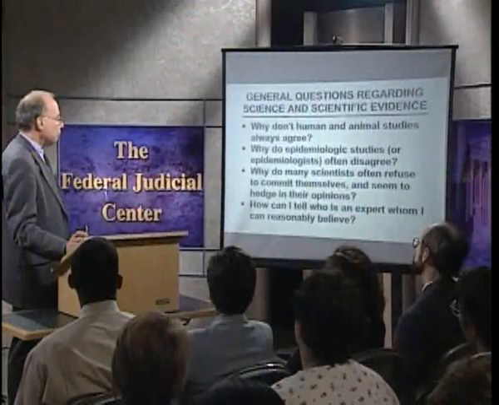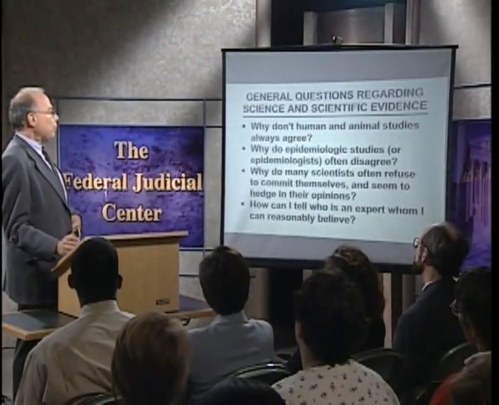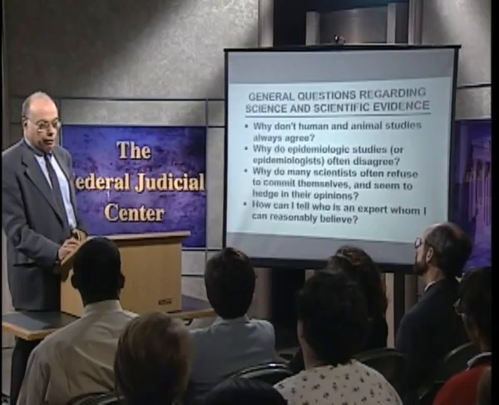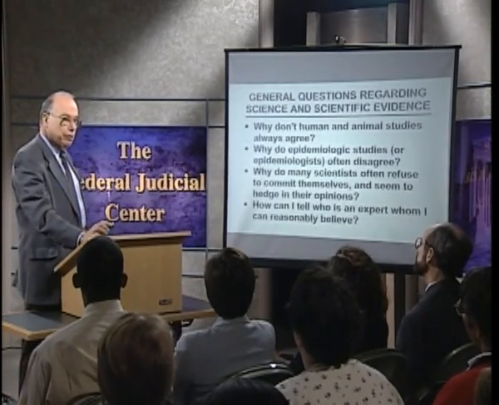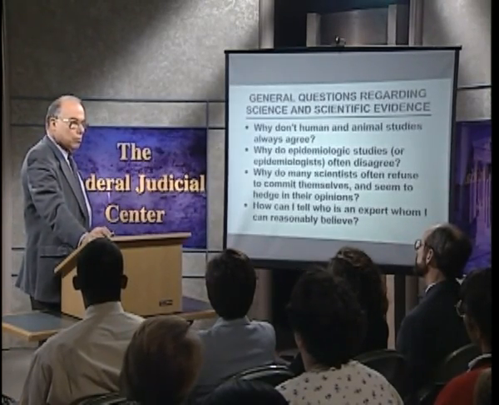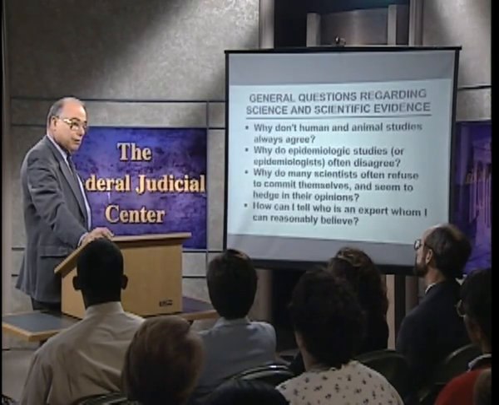I'd like to turn now to some questions regarding science and scientific evidence. These are questions that have been raised with me over the years by judges who are dealing with epidemiologic evidence in their courtrooms. First, why don't human and animal studies always agree? This can be very disturbing. One scientist gets up and testifies about findings from animal studies. An epidemiologist may get up and testify about findings from human studies, and the findings don't agree.